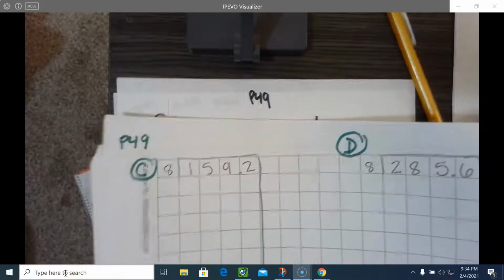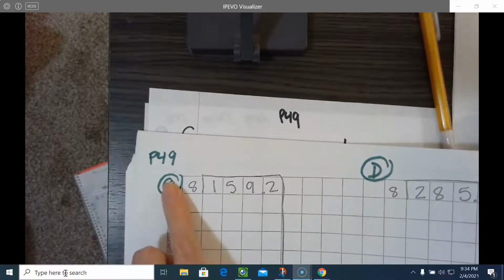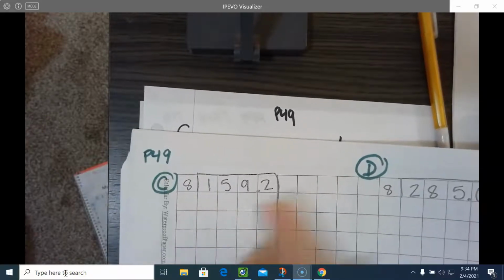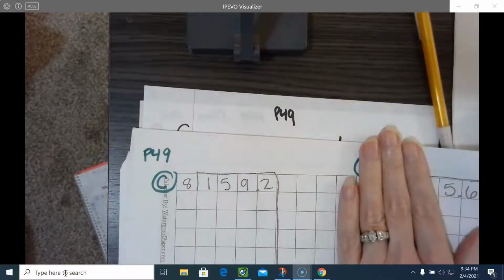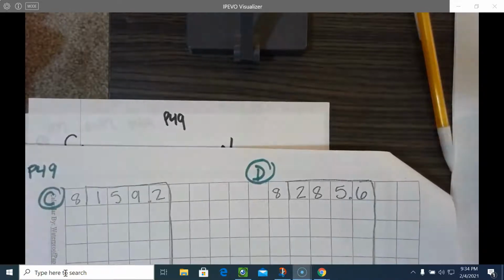All right, boys and girls, we're on the home stretch. So you are going to be setting up, this is page 49 in your packet. We are going to set up letter C. This will be the last one that we'll do partially together. And then D will be on your own.